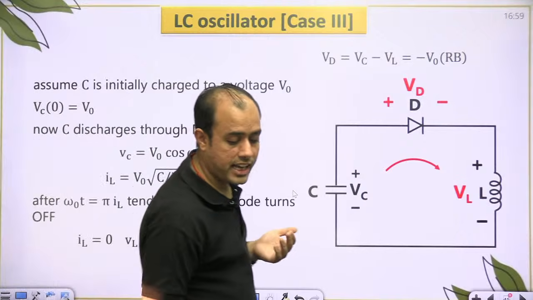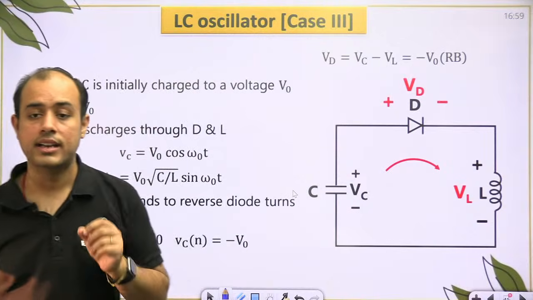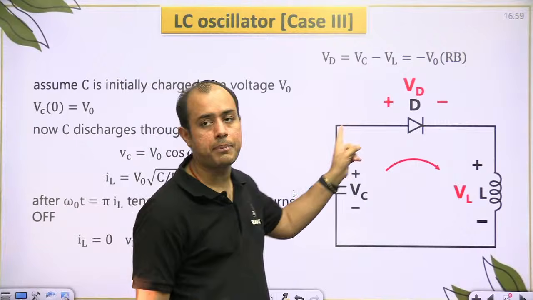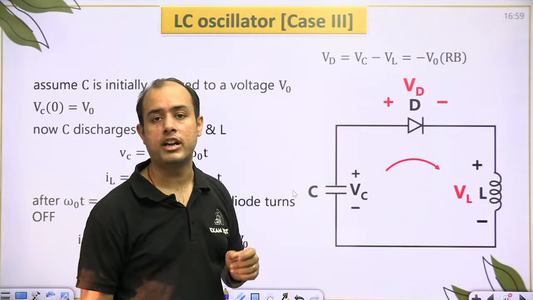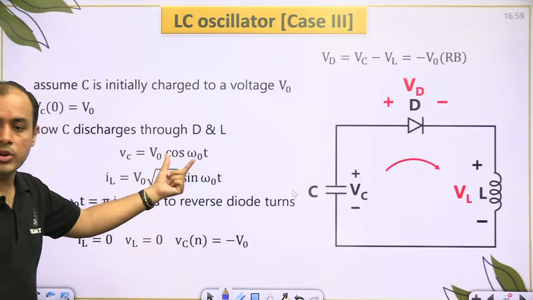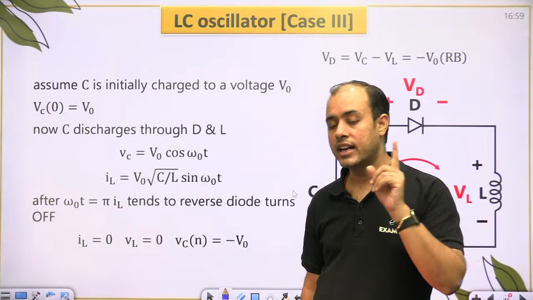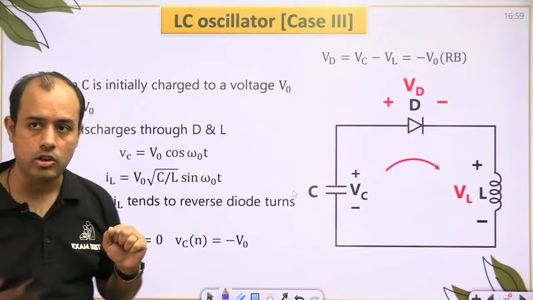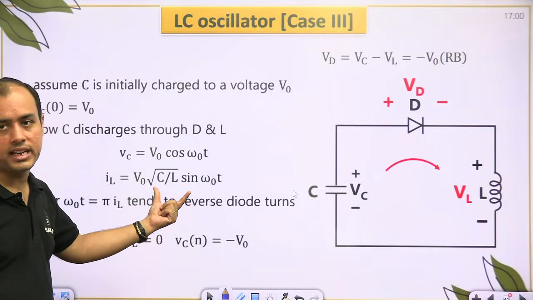Now if my capacitor is initially charged to a voltage V0 and there is no supply, because of initial charging, capacitor will discharge. So when it has an initial voltage V0, which function will I use? Cos omega t. Initial value के साथ cos और steady state के साथ 1 minus cos. फिर अगर voltage में cos तो current में sin, voltage में sin तो current में cos. So cos omega t, so current will contain sin omega t.